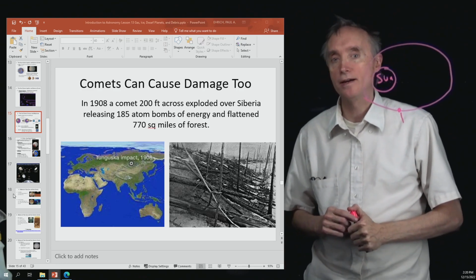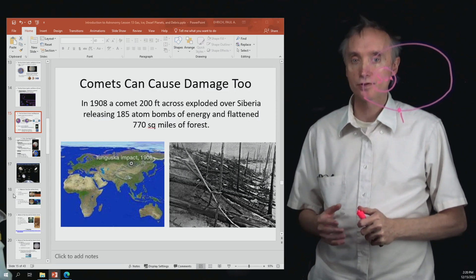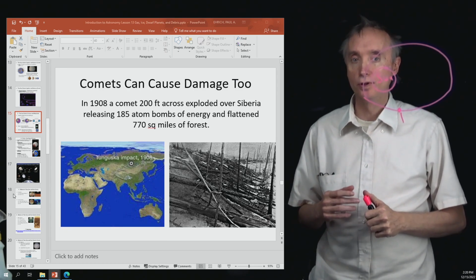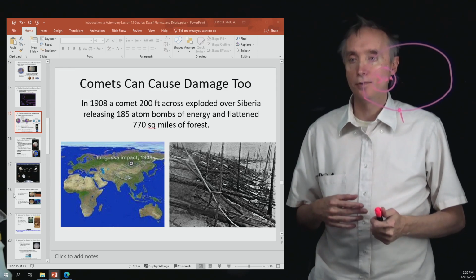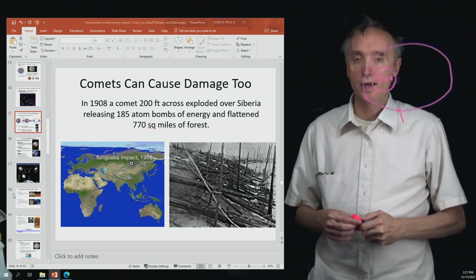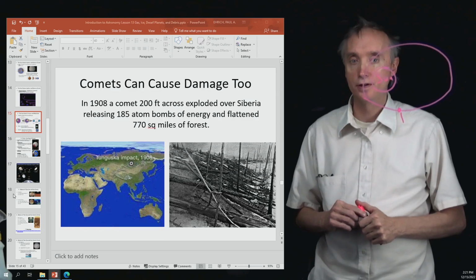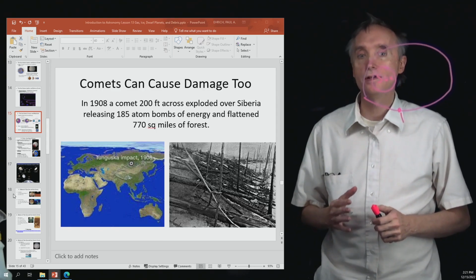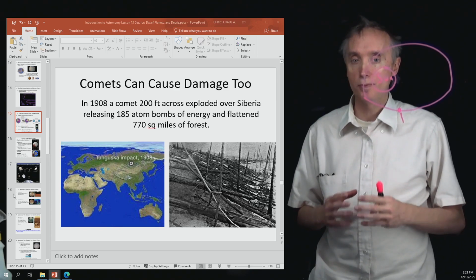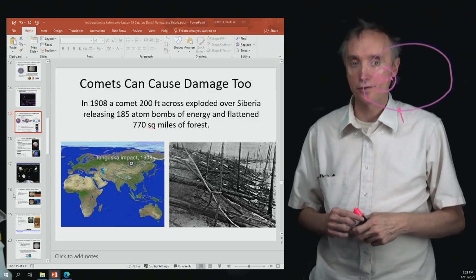Comets can cause damage too. A well-known example of a comet strike was in 1908, when a comet only 200 feet across exploded in the air over Siberia, Russia. It released as much energy as 185 atomic bombs, and it flattened 770 square miles of forest. The explosion was so powerful that even in London, England, some of the windows shattered from it.